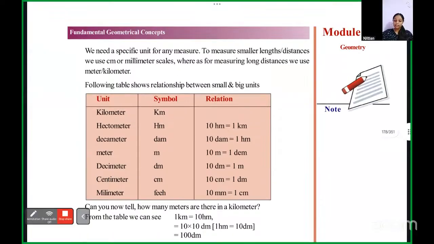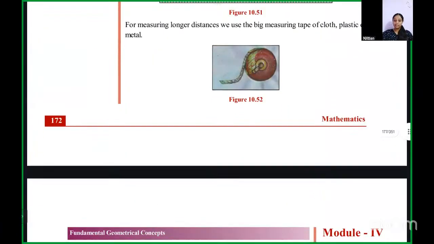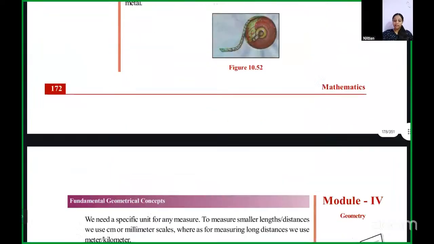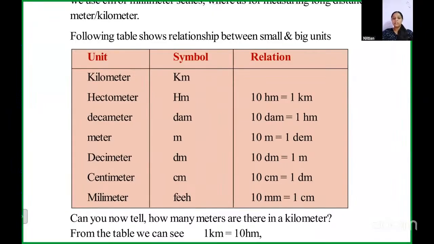Okay. This I have taught you, okay? Measure of a line segment. And these are the symbols. Small and big unit. What is the relation between them? There are kilometer, hectometer, decameter, meter, decimeter, centimeter, and millimeter. What we use more often is centimeter, millimeter, meter, and kilometer. These are the most used units.